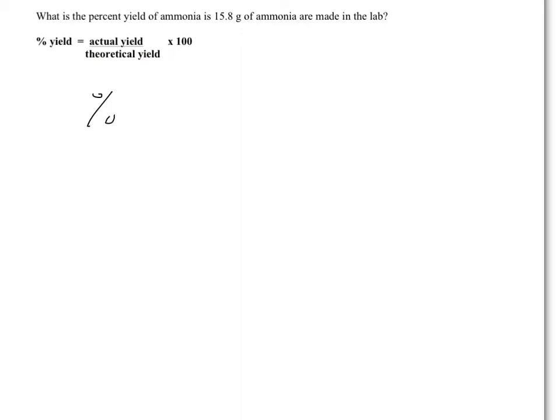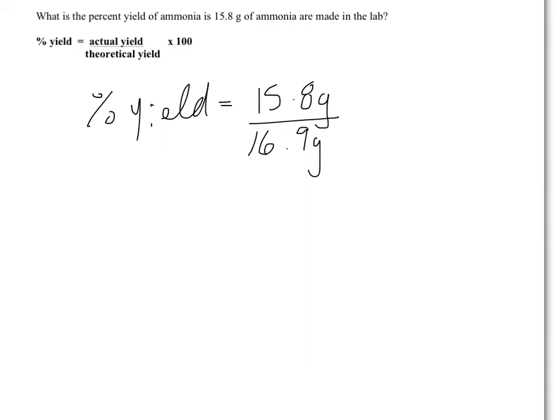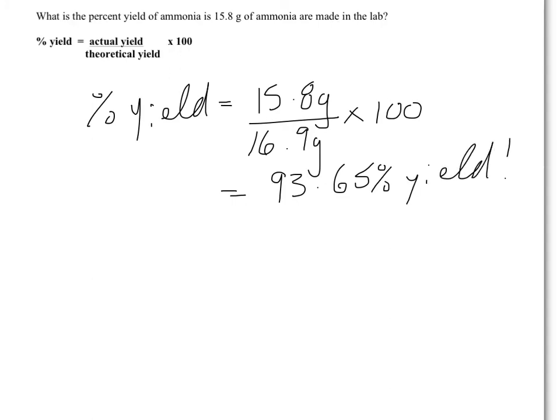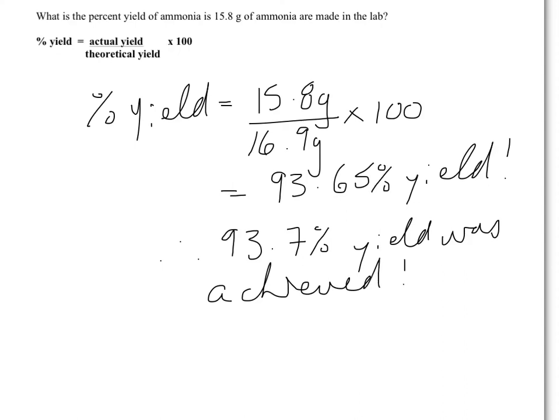So I would say percent yield equals 15.8 grams divided by 16.9 grams times 100 equals 93.65% yield. So I can then make my therefore statement. Therefore, 93.7% yield was achieved. Sweet. 93%. I'd be pretty happy with that.